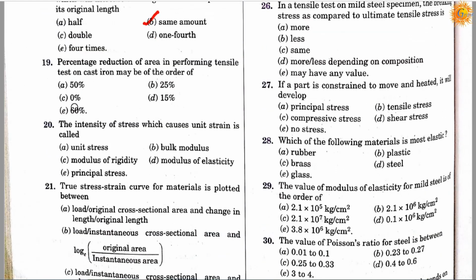Question number 19. Percentage reduction of area in performing a tensile test on cast iron may be of the order of: option A, 50%; option B, 25%; option C, 0%; option D, 15%; option E, 60%. So correct answer is C, it will be 0%.